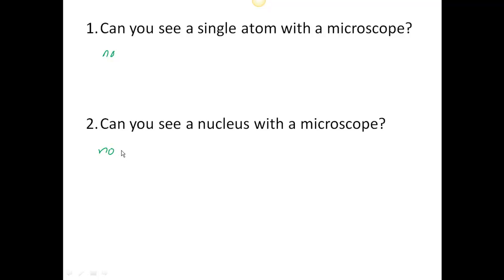So if you think of, for example, a human hair or even a skin cell, a skin cell is made up of billions and billions of atoms. So we can see a skin cell under a microscope, but when you get down to the fact that it's made up of billions and billions of things, we can't see those little tiny things. Okay.